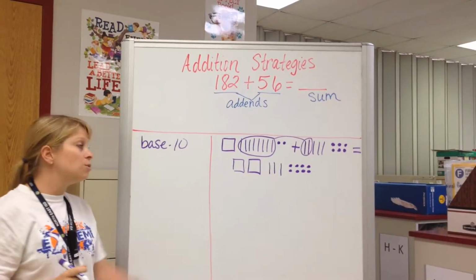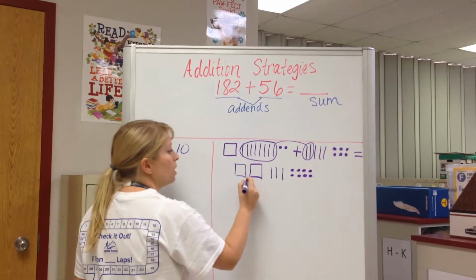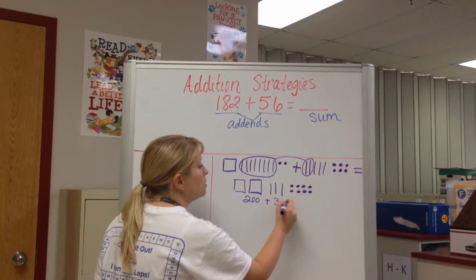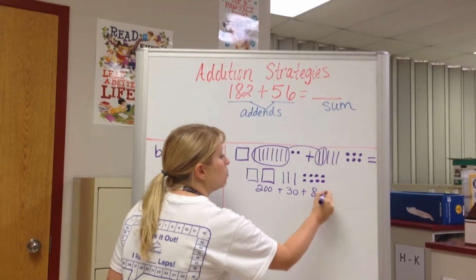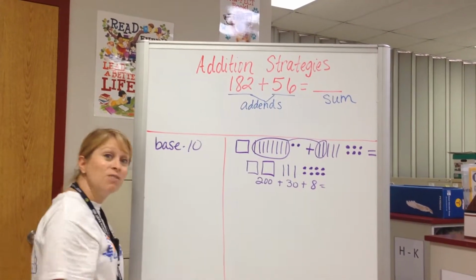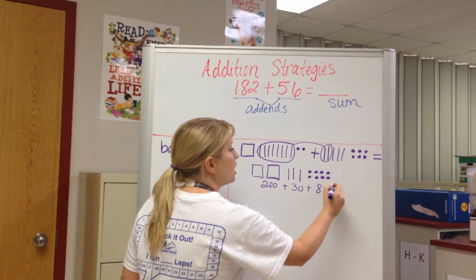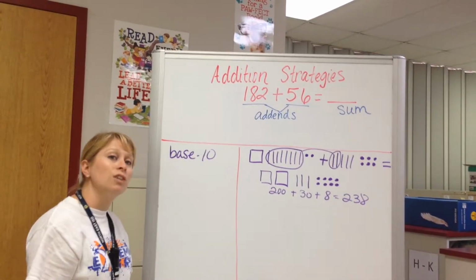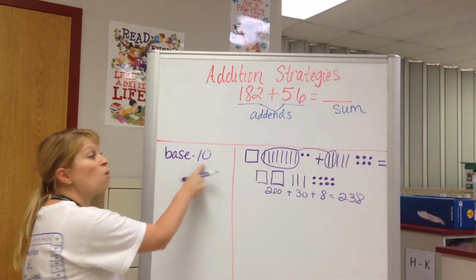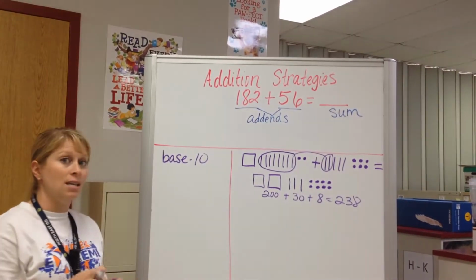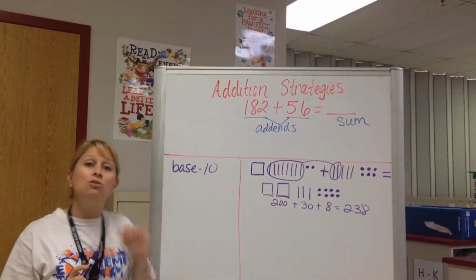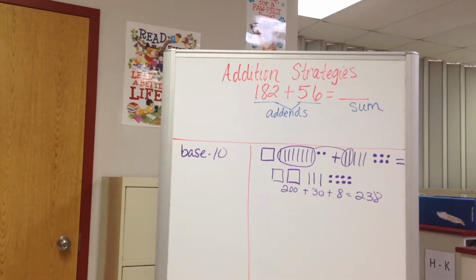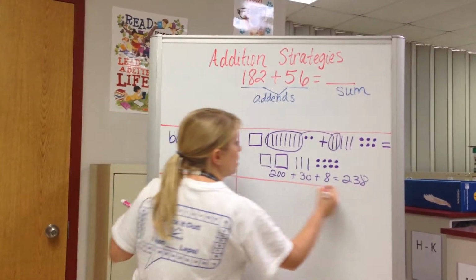I know 2 ones plus 6 ones is 8 ones. And then all I need to do is add them up. So here I have 200, I have 3 tens, which is 30, and I have 8 ones. Does that look like expanded form to you? When I add them together, my sum is 238. This is one strategy using base 10. Let's check out another strategy using this same equation.